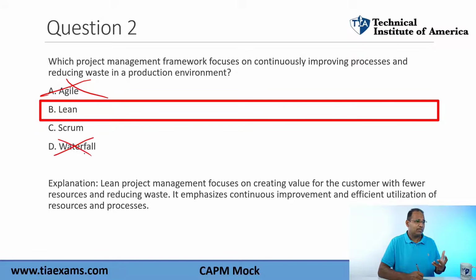This is Lean development. In fact, Lean development comes from the TPS, the Toyota Production System, to reduce waste in the manufacturing system. We did cover this in the course. Scrum builds things in incremental processes.